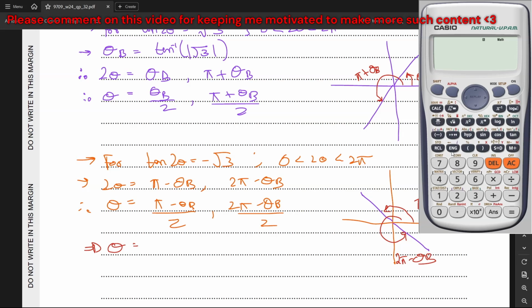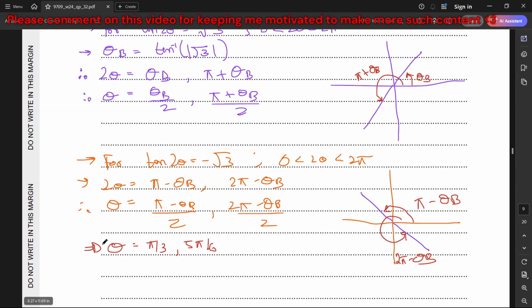So I know that theta basic is tan inverse of root 3, right? Okay, so my first solution will be pi minus theta basic. Oops, let me go back. Pi minus theta basic over 2, and it's going to give me pi by 3. So pi by 3 is one of the solutions that I'm getting, and the other solution will be 2 pi minus tan inverse of root 3 over 2, which comes out to be 5 pi by 6.